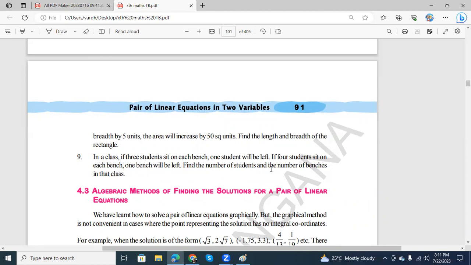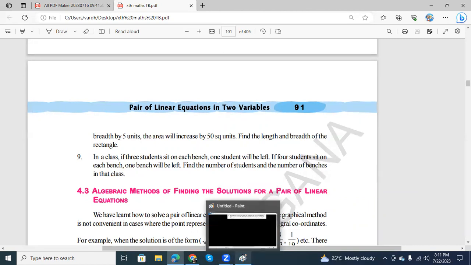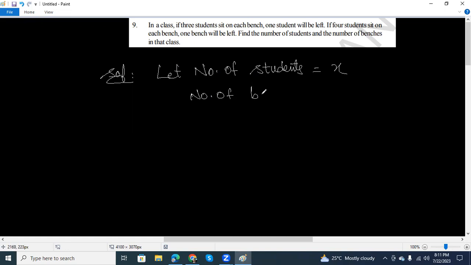So we need to find out the number of students and the number of benches present in that class. Let's see. So our unknowns are students and benches. Hope you got it. Which is x and which is y, right? So let's take the solution. Let the number of students be equal to x. Number of benches is equal to y.